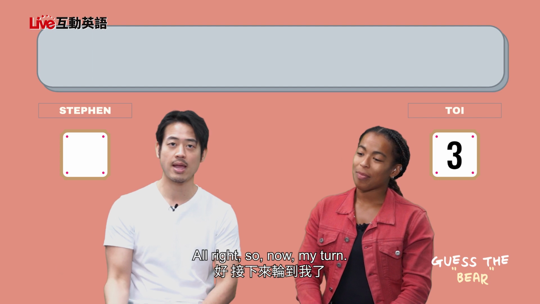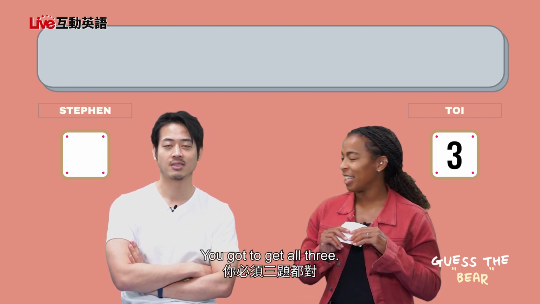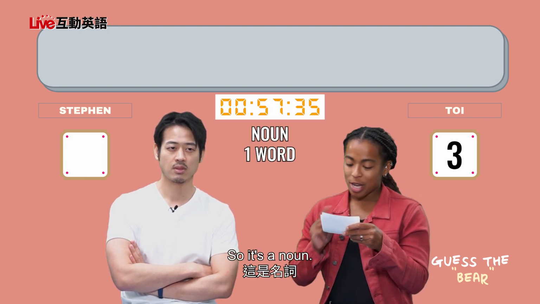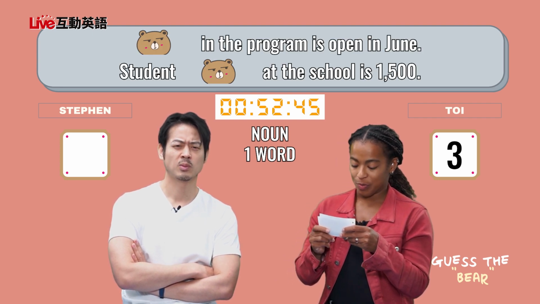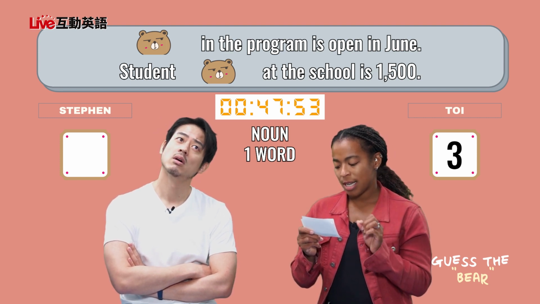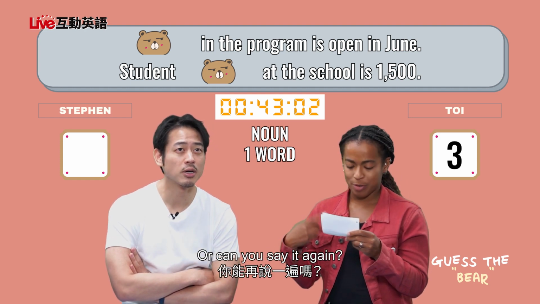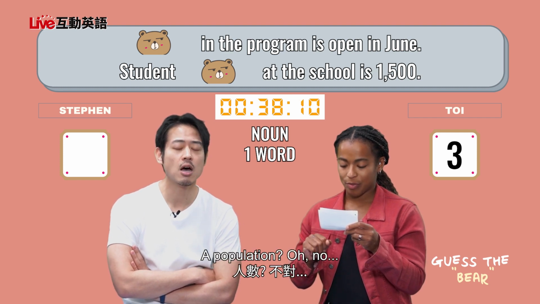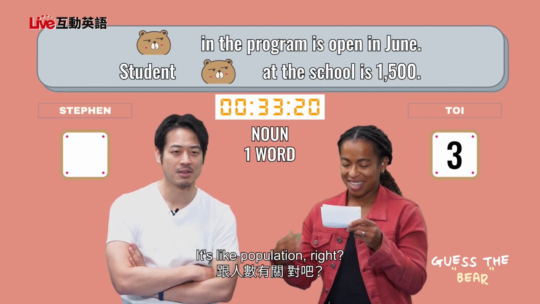All right, so now my turn. Your turn. Now you got all 3, so I have pressure. You got to get all 3. I can do this. Okay. So it's a noun. It's 1 word. Bear in the program is open in June. Second, student bear at the school is 1,500. Population? Oh, can you keep going, sorry? What was it in the first one? Student bear at the school is 1,500. Student. It's like population, right?